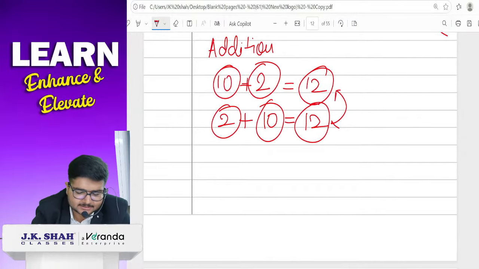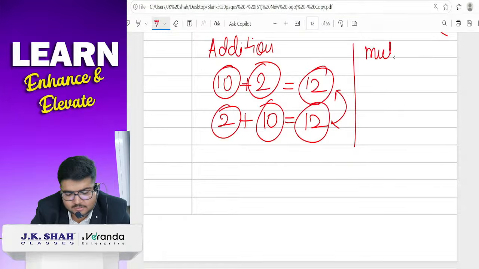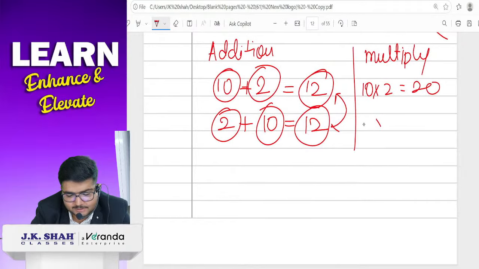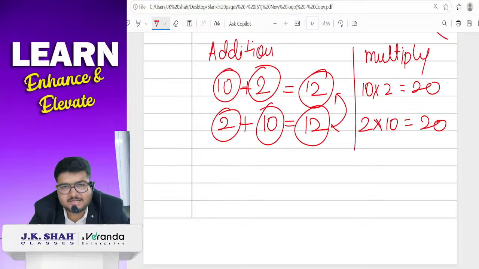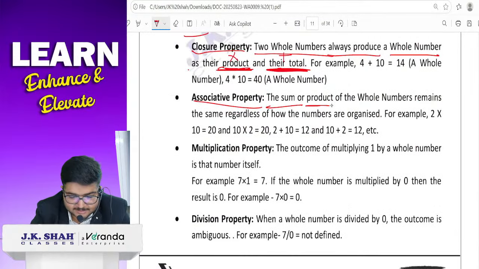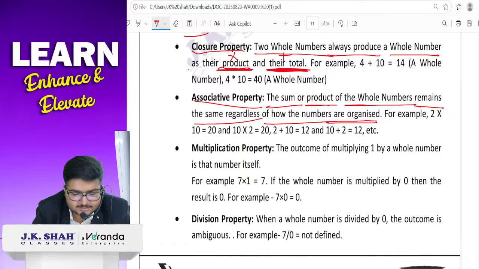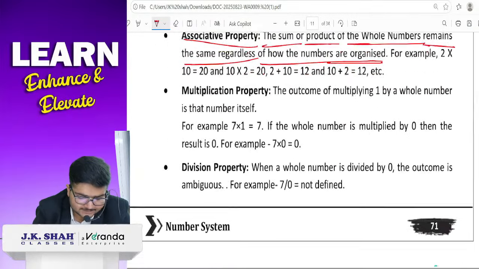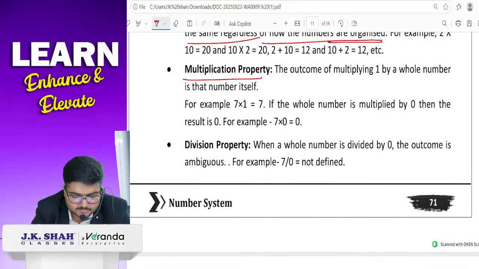And this is applicable to multiplication also. When you multiply 10 into 2, answer is 20, but when you multiply 2 into 10, the answer is also 20. So even if you change the arrangement of the number, the answer won't be changing, and that is the property trying to tell you. The sum and product of two whole numbers remains the same regardless of how the numbers are organized. Understood? Let us move forward to the next property, that is called multiplication property.